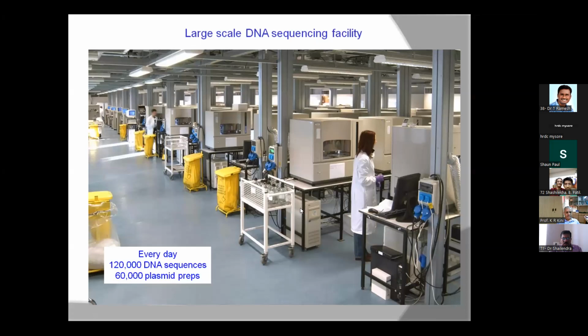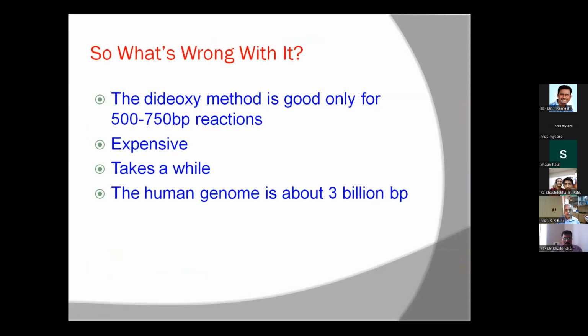So this is a typical large scale DNA sequencing facility somewhere in the US, which can sequence around 120,000 DNA sequences from 60,000 plasmid clones. The original human genome was sequenced using this kind of large scale facility. So what was wrong with that? This dideoxy method is good only for 500 to 700 base pair reads. That's the normal read length, and it is quite expensive. It takes some time for sequencing, and the human genome is around 3 billion base pairs. That's why it took almost 12 to 13 years to get a complete human genome draft.